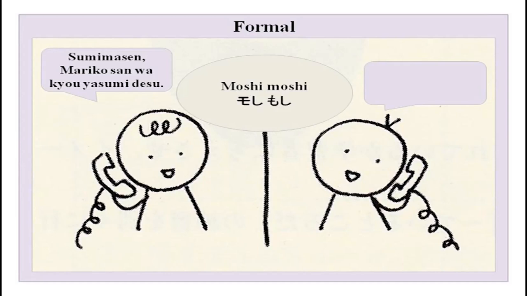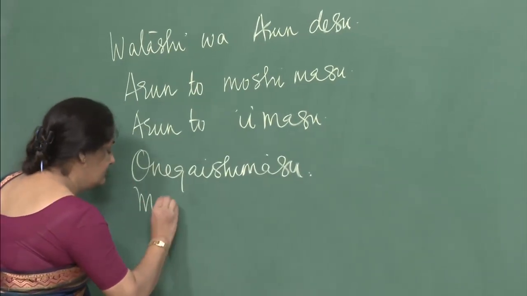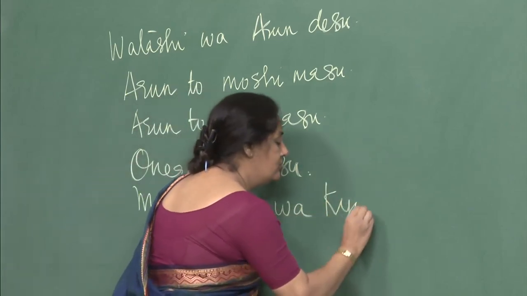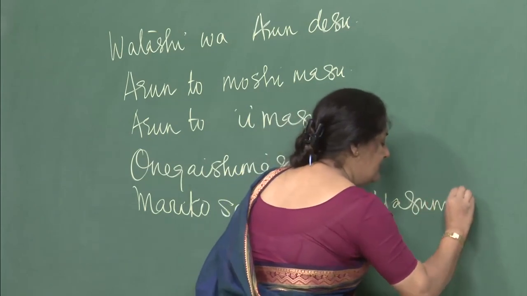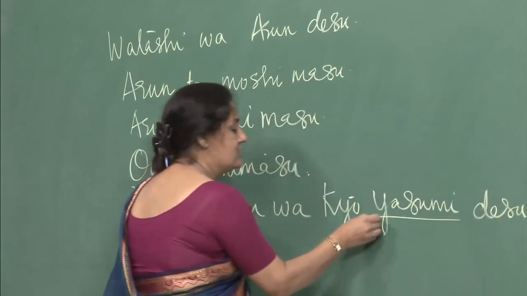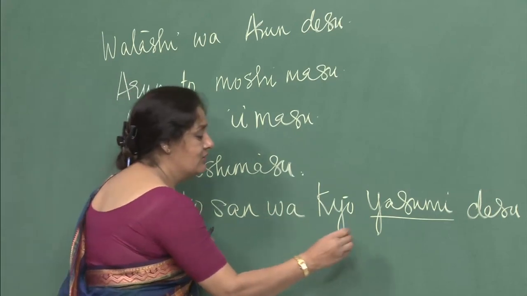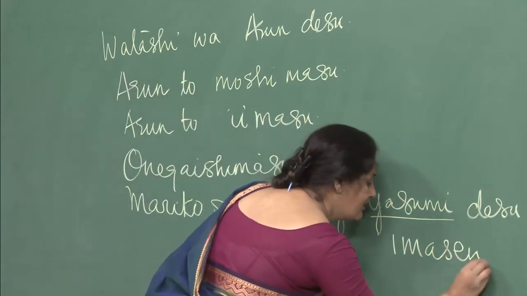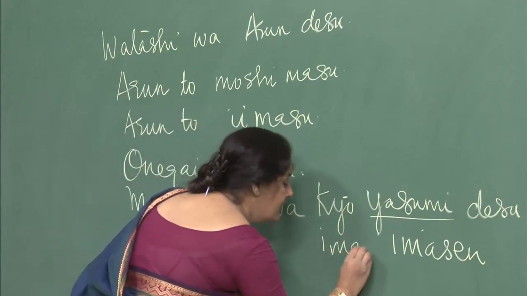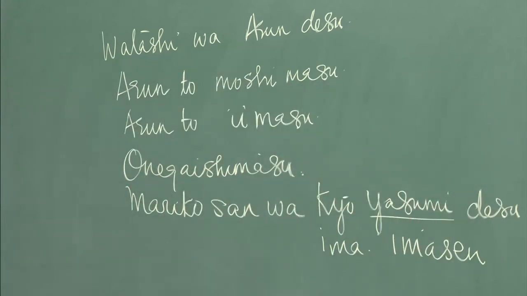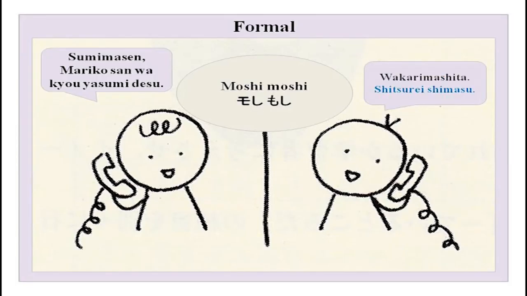Mariko-san wa kyou yasumi desu. Yasumi is a holiday, she is on leave. Mariko-san wa kyou yasumi desu, or Mariko-san wa imasen, she is not present at the moment. And then what is the reply of the person who is inquiring? Wakarimashita, I have understood.